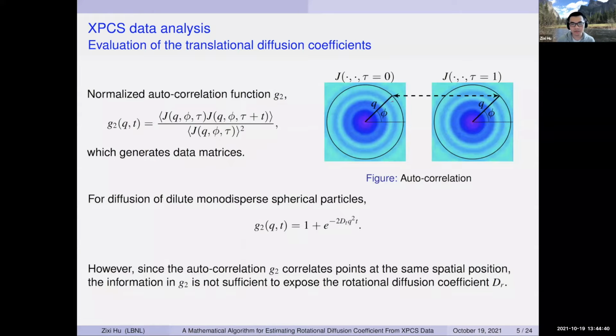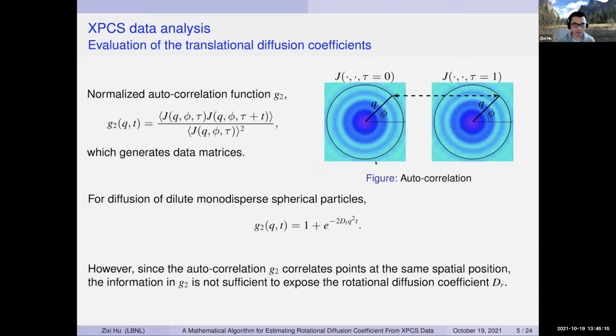The autocorrelation function correlates points at the same spatial position with a lag time t, then it is divided by the square of the mean intensity here. Here we're considering the system of free Brownian particles in the absence of external force. This kind of system is isotropic. So in this case, one can derive that this ensemble average does not depend on the angular coordinate phi here. So in practice, to enhance the data quality, the average is also performed over the ring corresponding to the same Q. And we omit the dependence of G2 on the angular coordinate here.